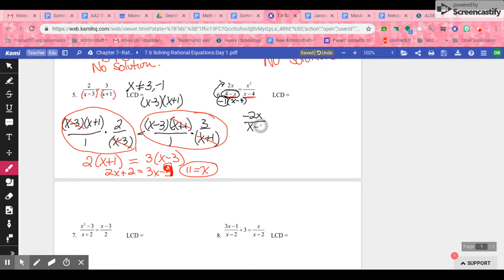So when I rewrite it, it's going to look like this. Okay, so what would be my restrictions? X cannot be 4. And my least common denominator is going to be the factor x minus 4. So I'm going to multiply everything by x minus 4 over 1.